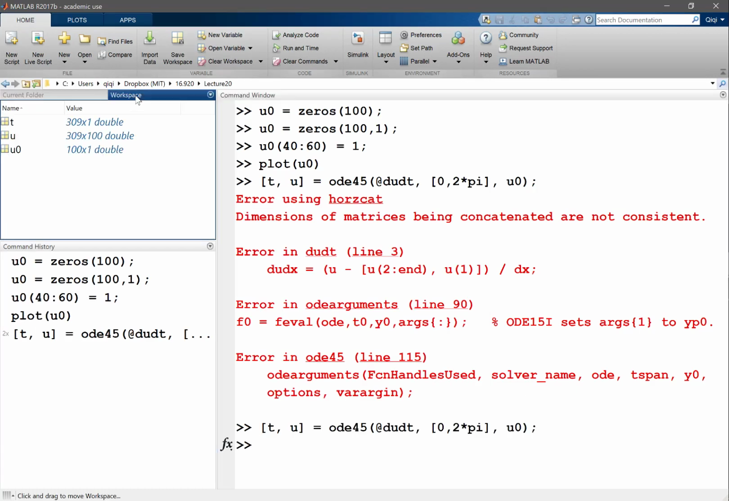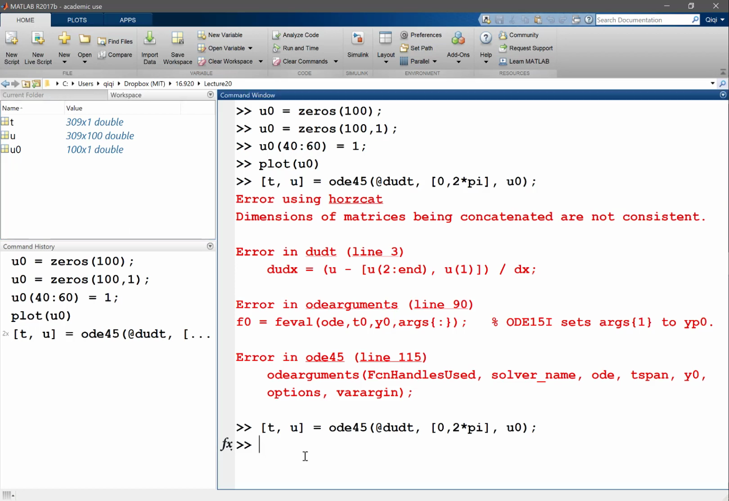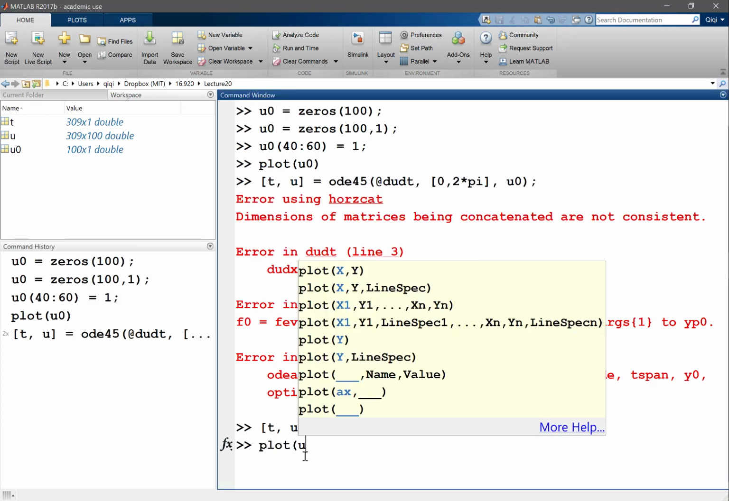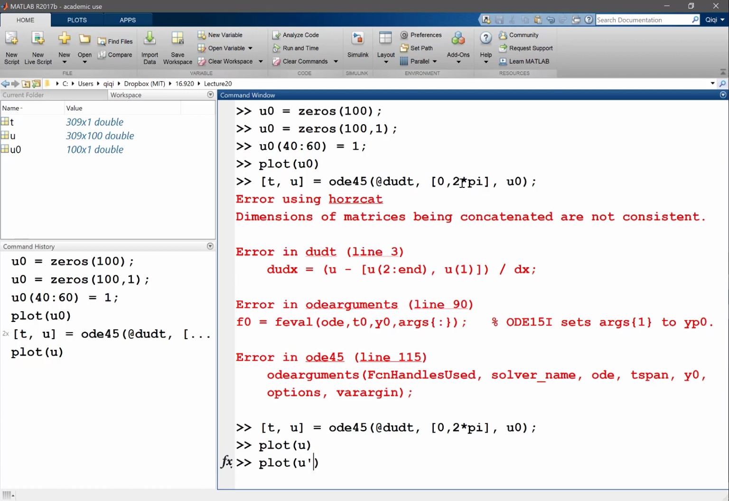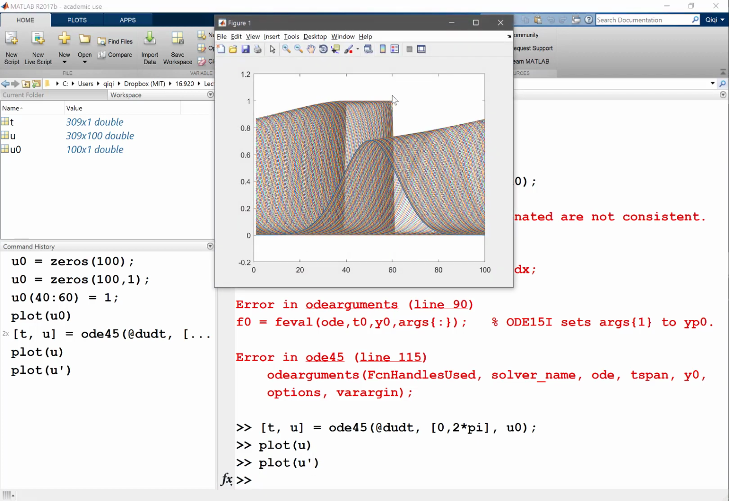Okay, so we get a U that is 309 by 100. 309 is the number of time steps it took, and 100 is the domain size. So let's plot U. This is actually plotting the solution as a function of time, but we actually want to plot U prime, which is the transpose of U. So we can see that initially we have a square wave. If you look at this wave, it's the initial condition.